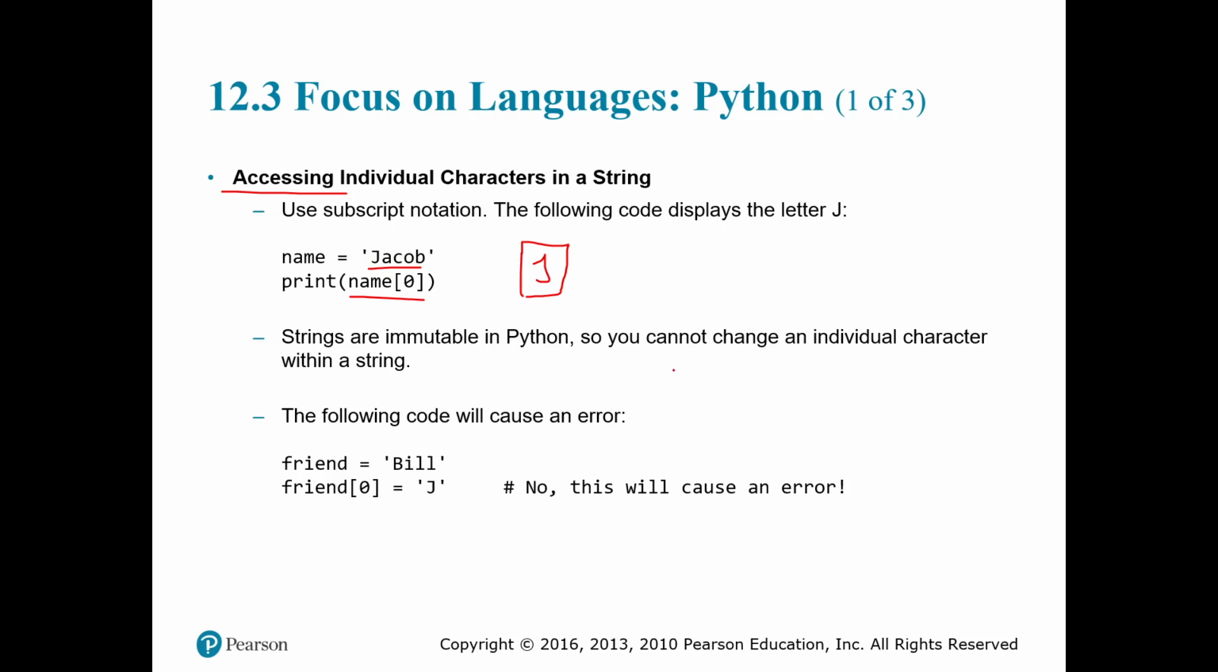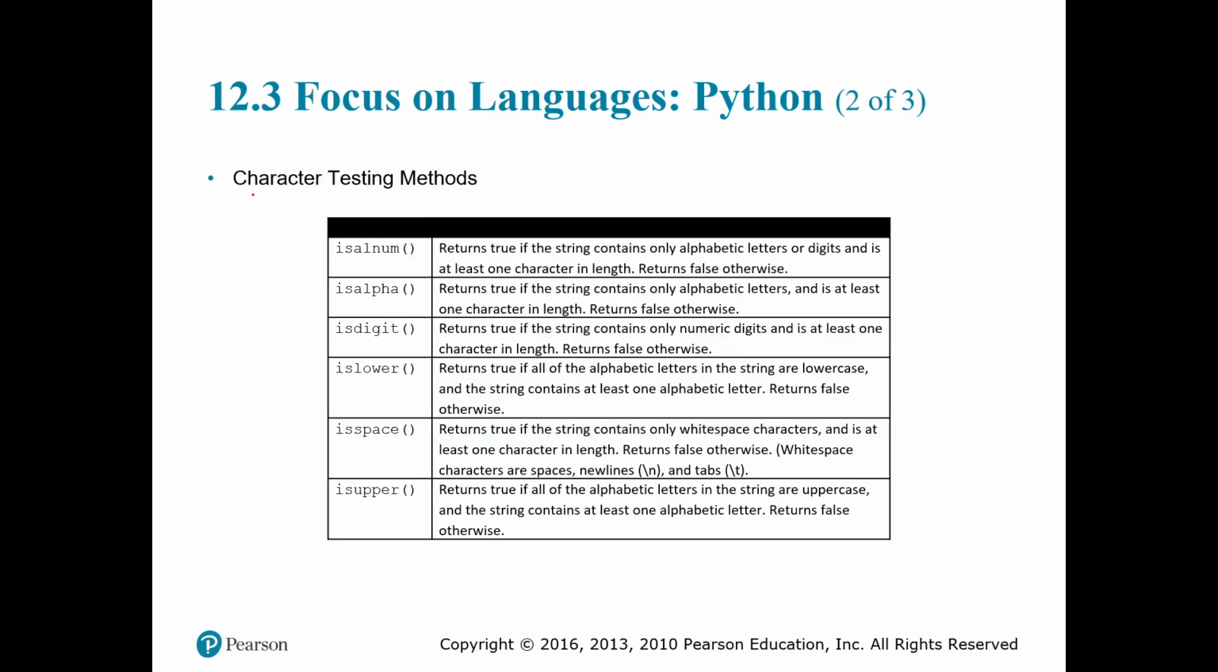Now, strings are immutable in Python, so that means that you cannot change an individual character within a string. Remember how I showed you when we changed coffee to toffee? That is not possible in Python, and if you try that right here, this will cause an error. You just have to remember that. Here are all of the character testing methods that are available for your usage in Python.